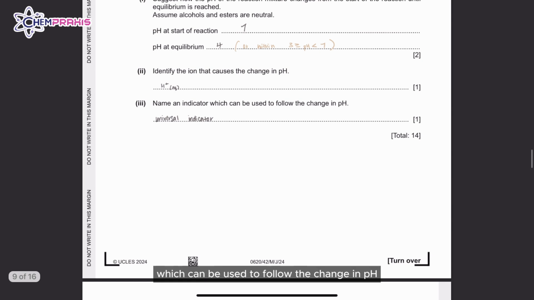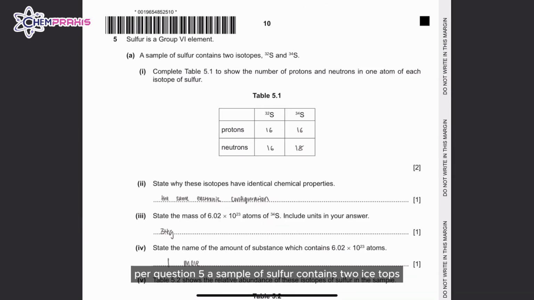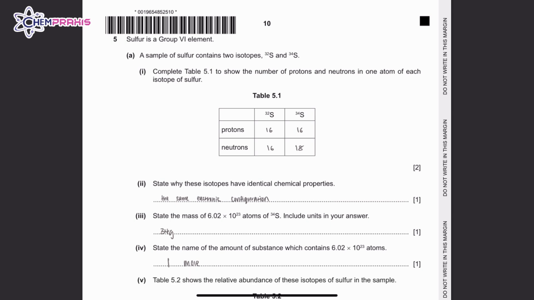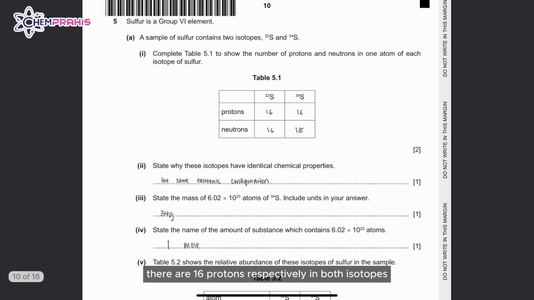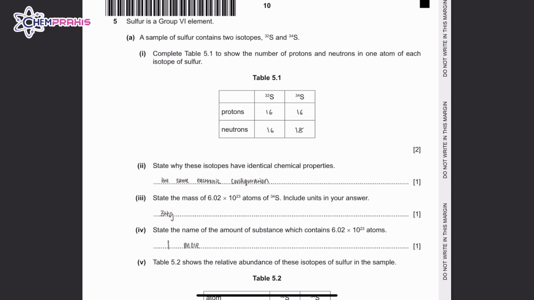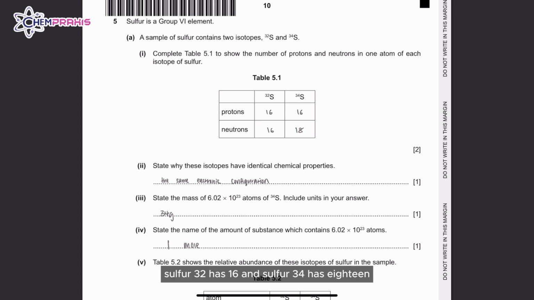Name an indicator which can be used to follow the change in pH. A universal indicator can be used to follow the change in pH. For question 5, a sample of sulfur contains 2 isotopes. Complete table 5.1 to show the number of protons and neutrons in one atom of each isotope of sulfur. There are 16 protons respectively in both isotopes of sulfur, and for the neutrons, sulfur 32 has 16 and sulfur 34 has 18.